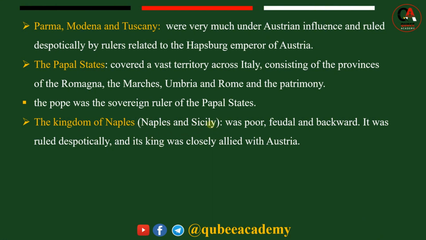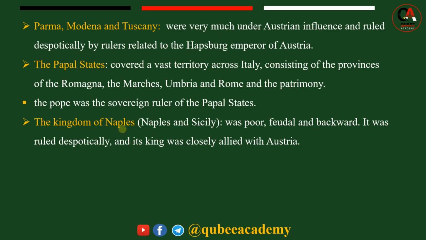Venetia and Lombardy are in the northern part of Italy. Parma, Modena, and Tuscany are in northwestern, north central Italy. The Papal State is in central Italy. The Kingdom of Naples is around the southern part of Italy.